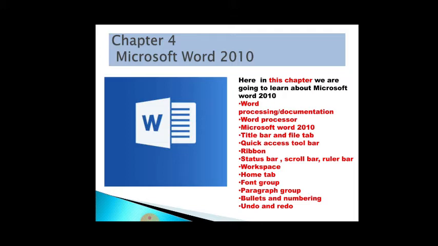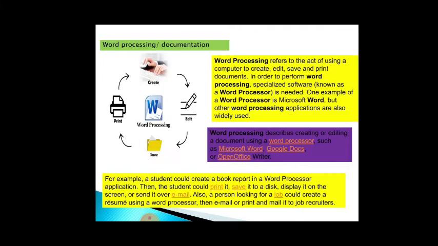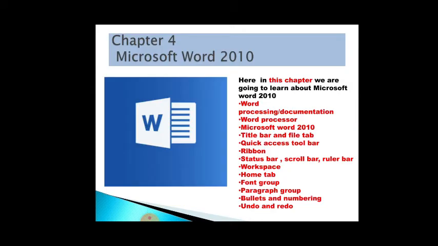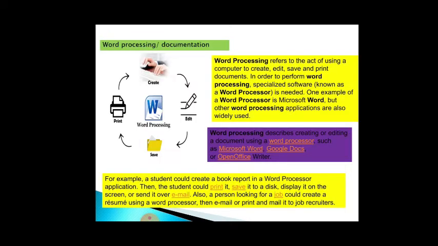toolbar, then what is the ribbon, status bar, scroll bar and ruler bar, then what is the workspace and the Home tab, then we are going to learn about the font group, paragraph group, bullets and numbering, and undo and redo. So let us start now. Let us start with the chapter Microsoft Word 2010.